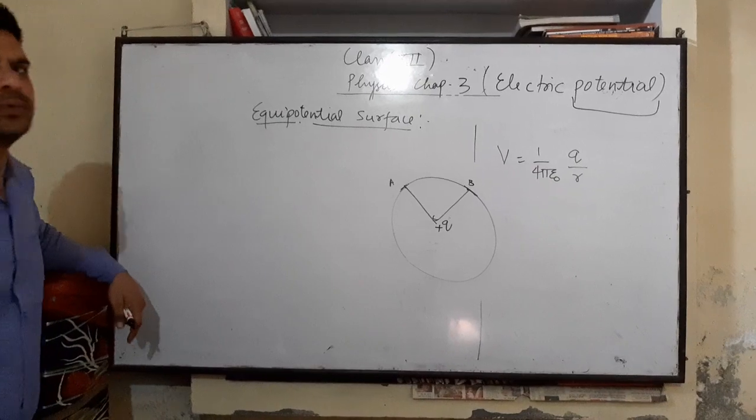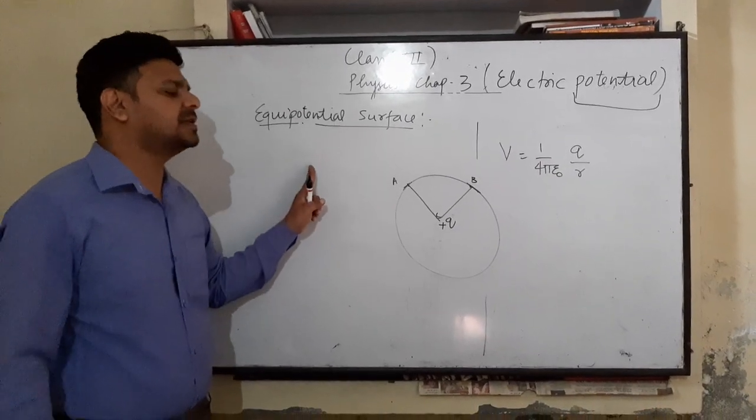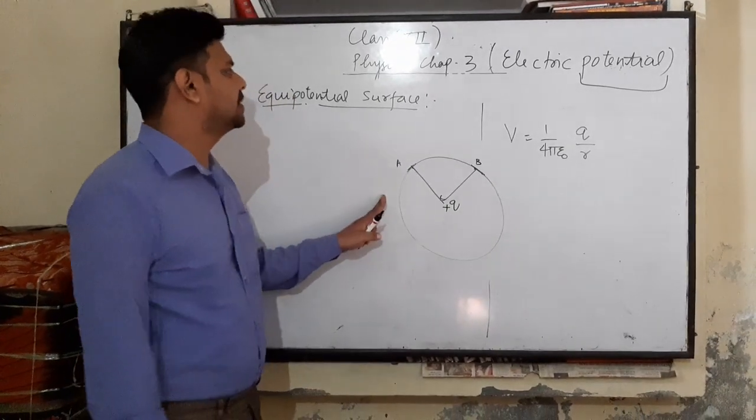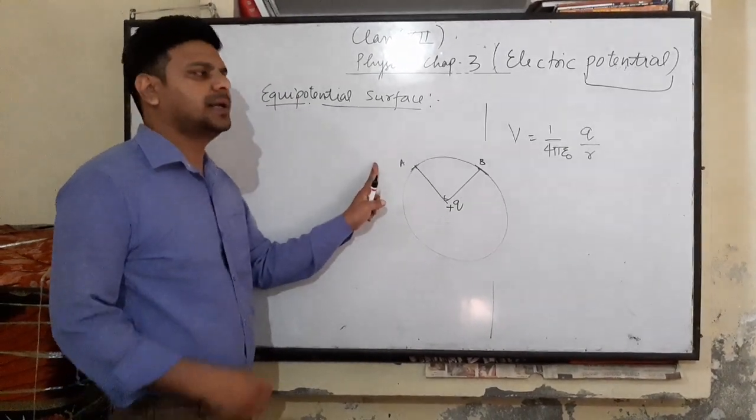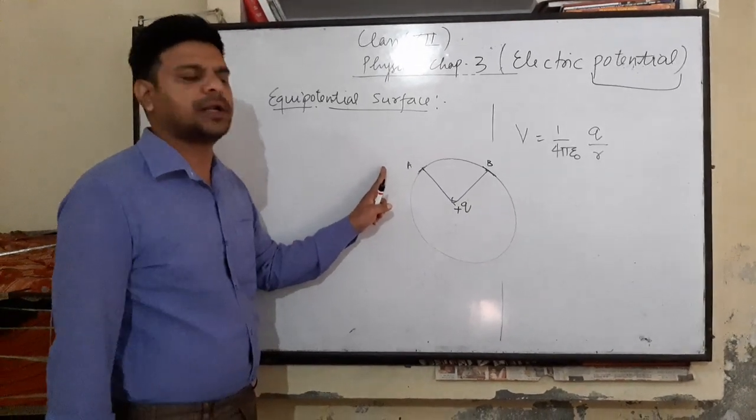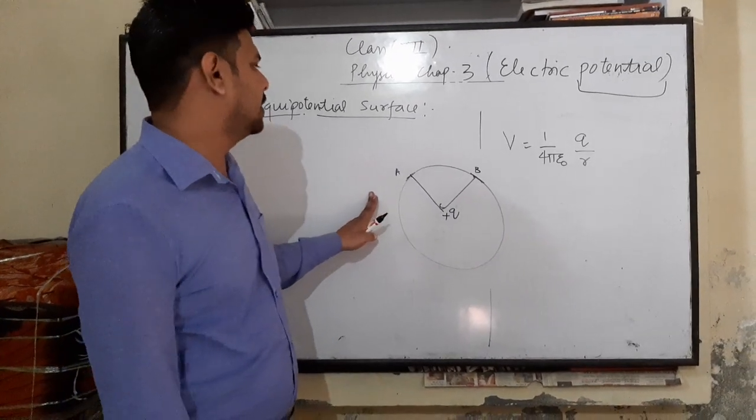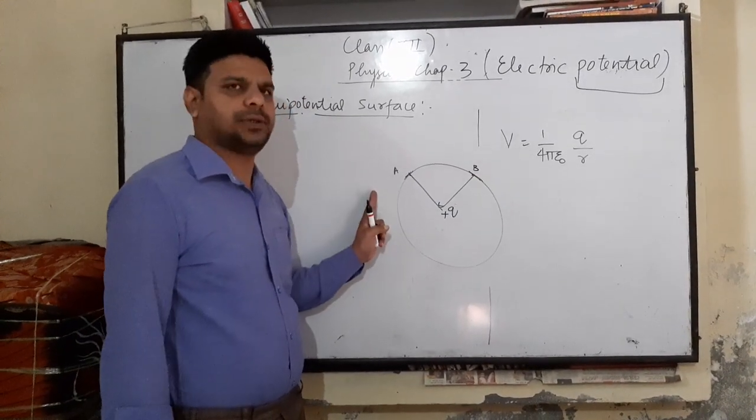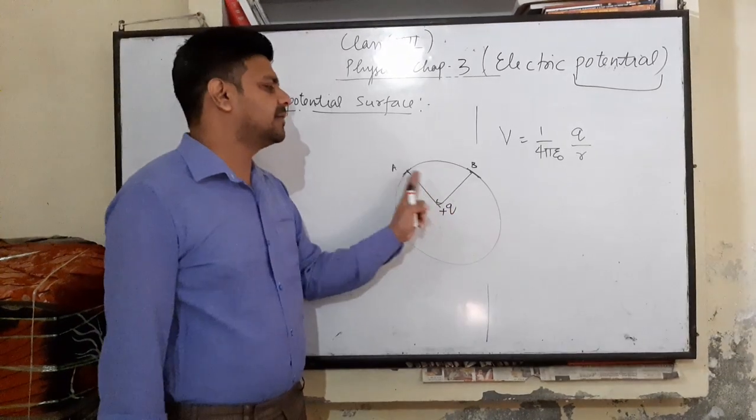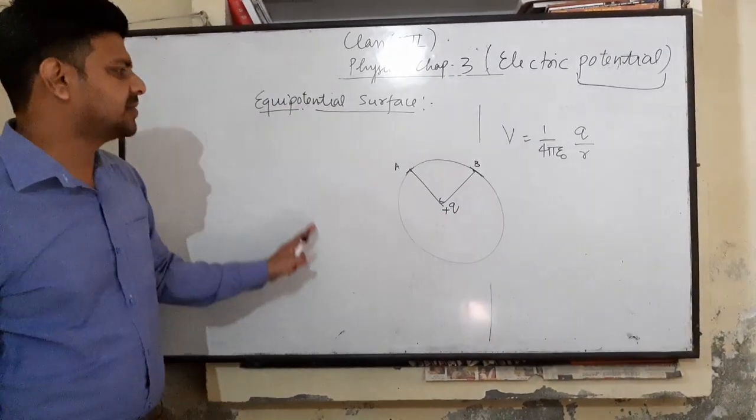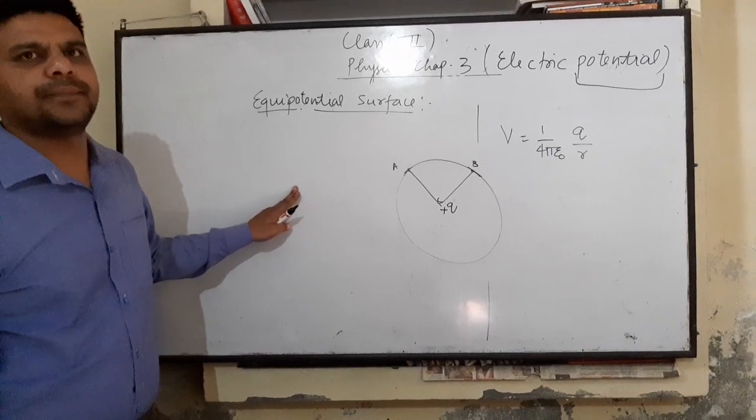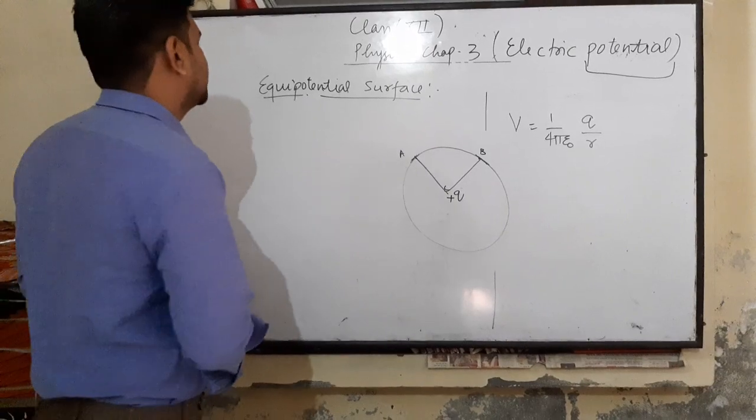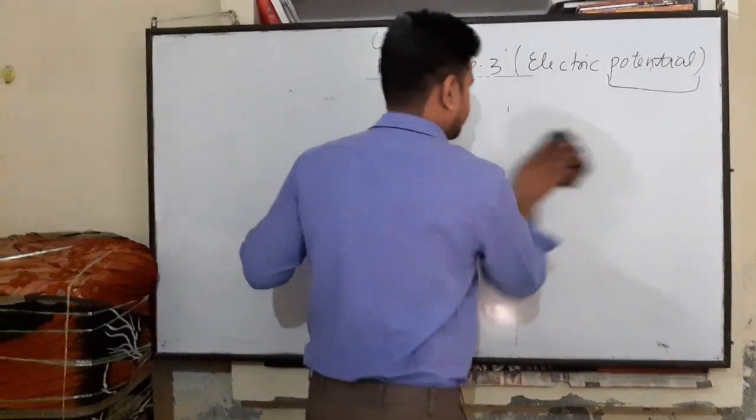So this is the equipotential surface. What is an equipotential surface? The surface over which the potential at every point is the same is called an equipotential surface. There are two very important properties. One is that no work is done in moving a charge on an equipotential surface between 2 points. And the second is that the electric field is always perpendicular to the equipotential surface. So this was the equipotential surface.